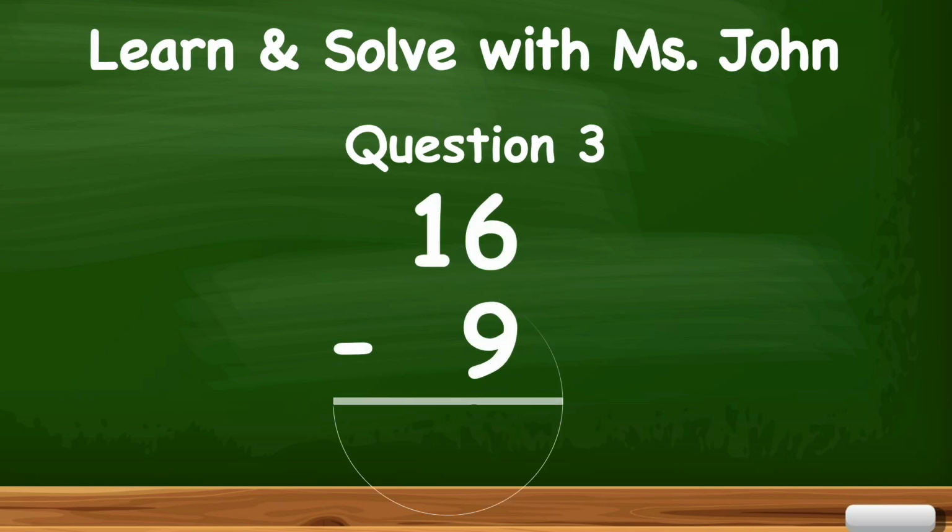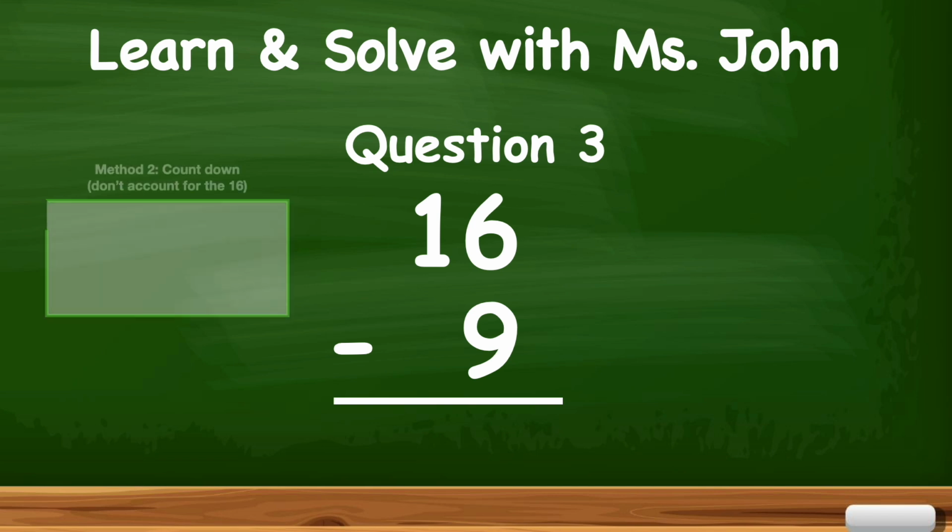Question number 3, 16 minus 9. So again, there's 2 main ways to solve for the answer. You could either count upwards or count downwards. In this question, we're going to solve using method number 2, counting downwards. When counting downwards, we say the number 16. We don't actually draw a dot representing number 16. And we'll do 15 onwards to 9.